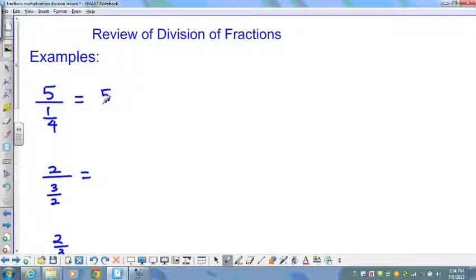A simple thing to remember is that when you're dividing fractions, you write the top one as it is, and you will multiply this by the reciprocal of the denominator. The reciprocal, you flip it upside down, so times 4/1, and there we have 20.